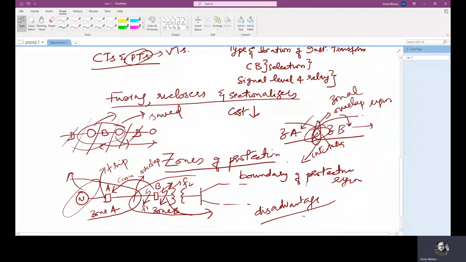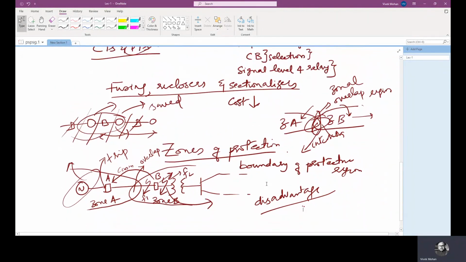So the division of zones and where to keep the circuit breakers, the operational signal level of the relays, then the location of CTs and PTs, all these are important. We will go through all these topics in this course.